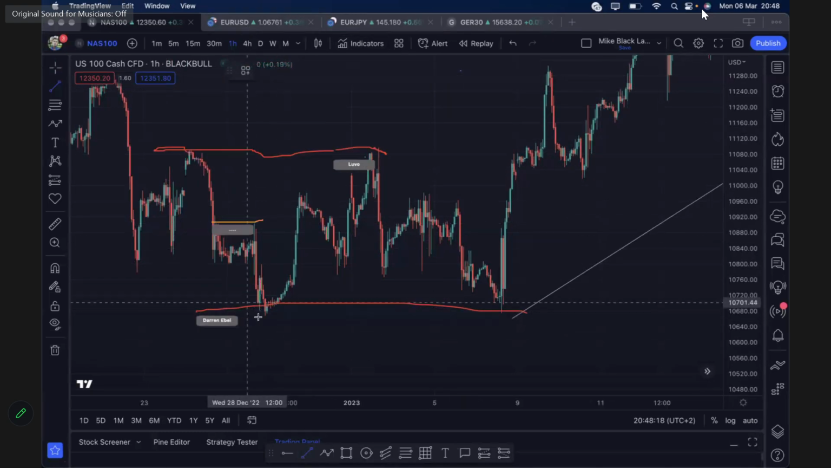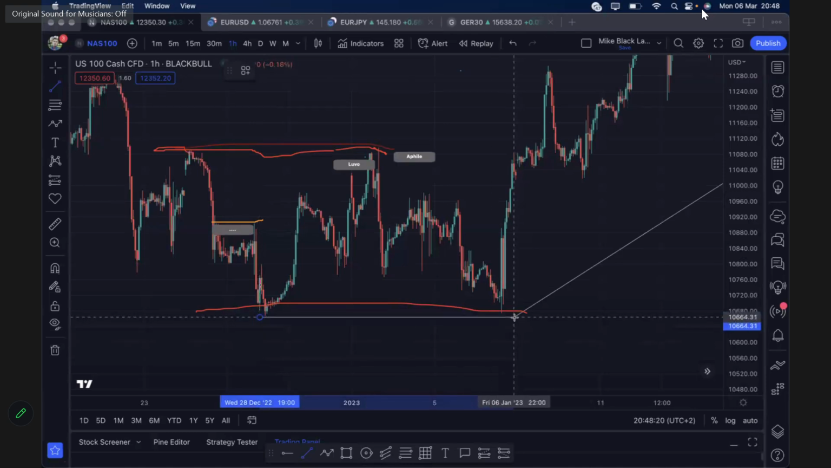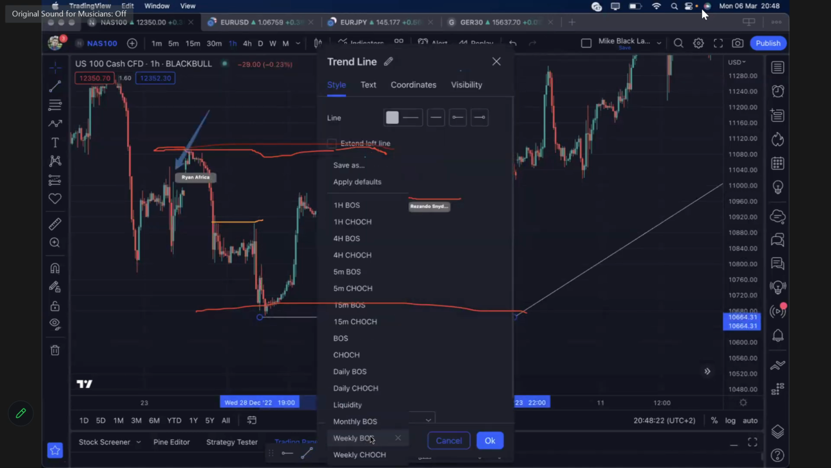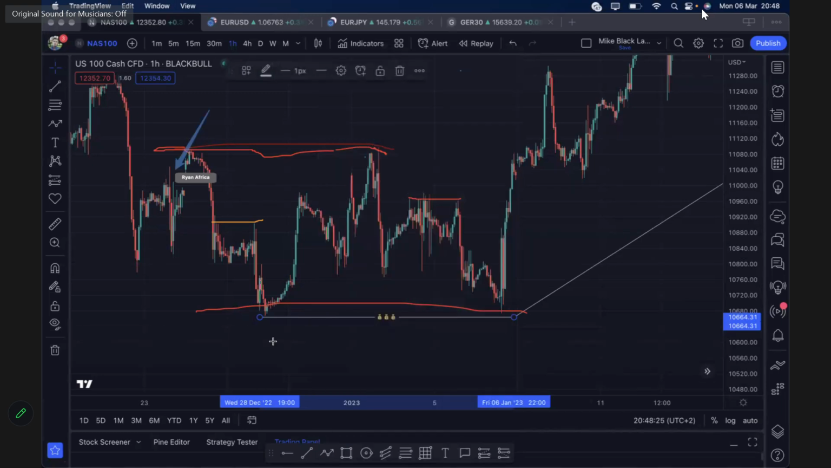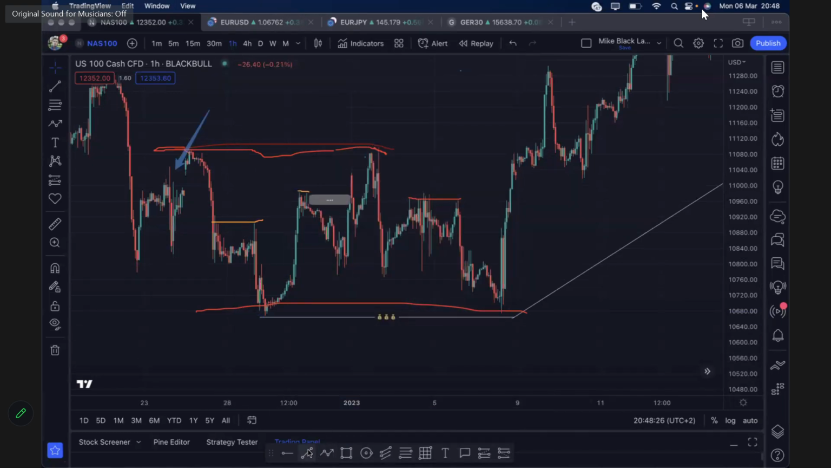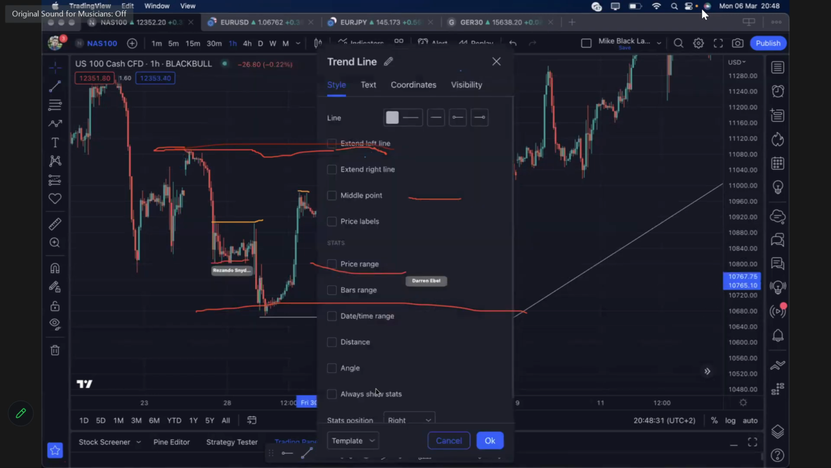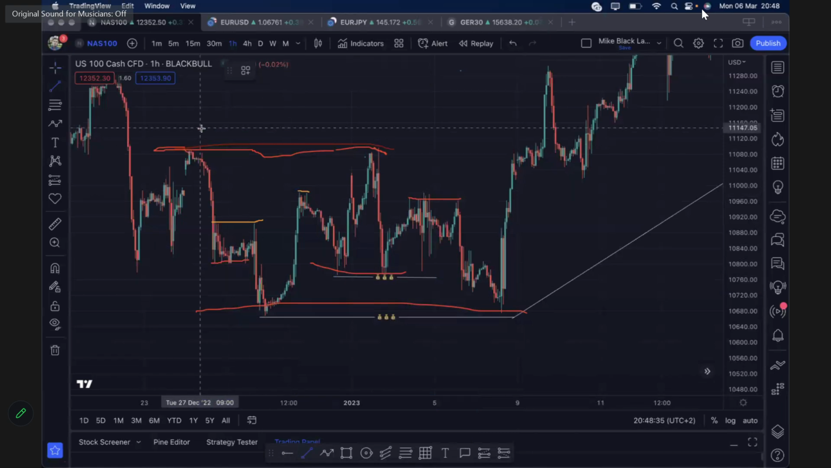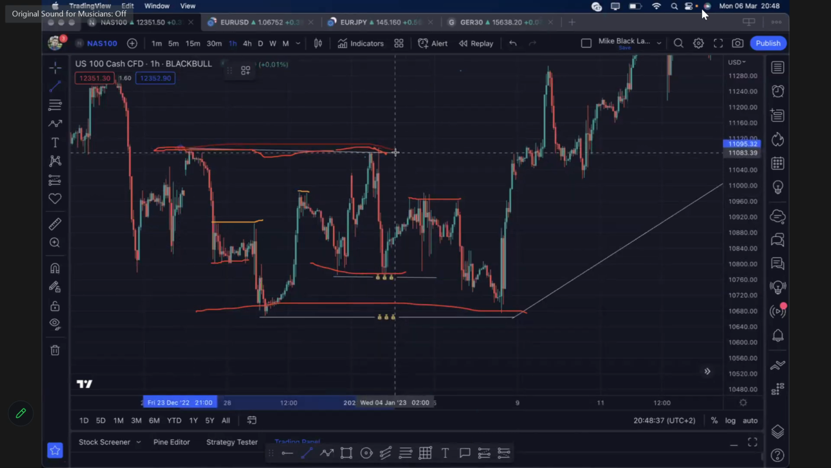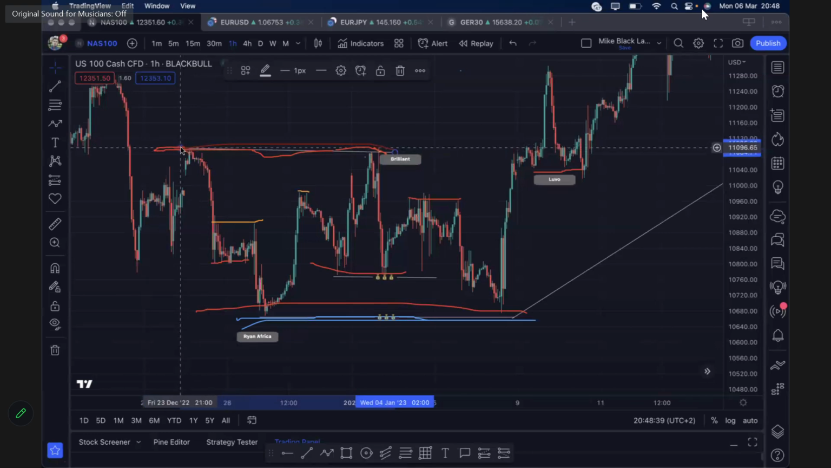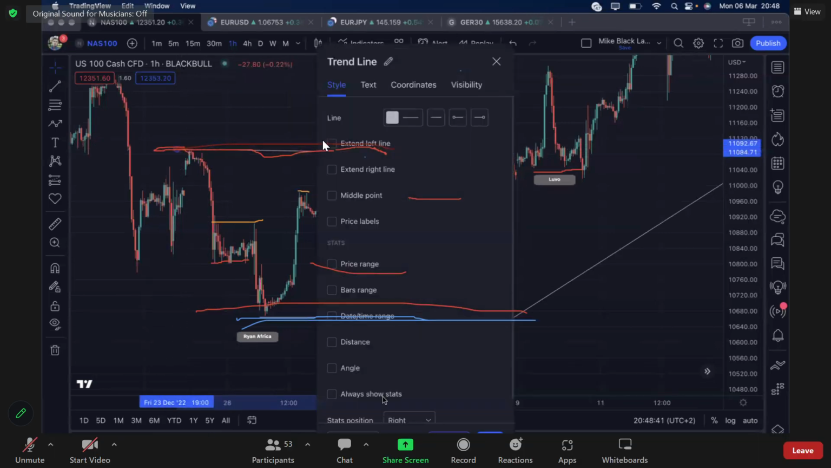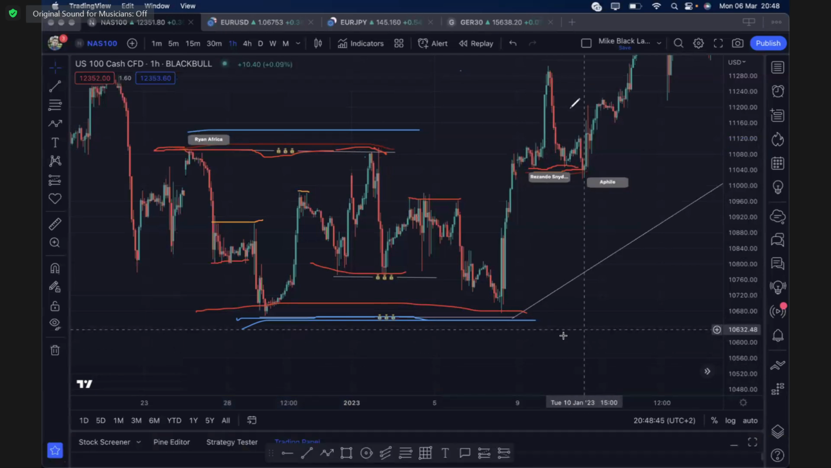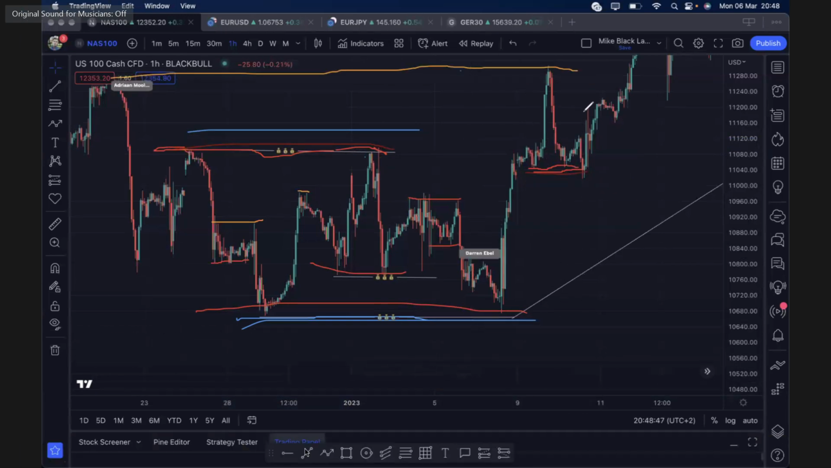So we have our first one. I love it. So we have our first one here. We have our second one. We've got a major one here also. We've got another one here. Well, you guys are on it.